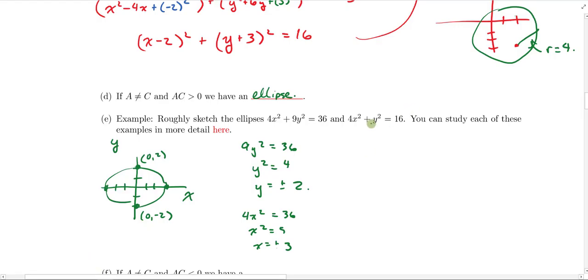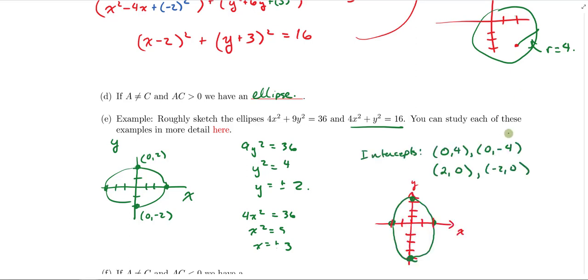So pause the video and sketch this ellipse, and then I'll go ahead and put it up for you as well. So here are the intercepts to this ellipse, which I found the same way I described over here, and there's the sketch of that ellipse. Let me know if you have any questions on that.